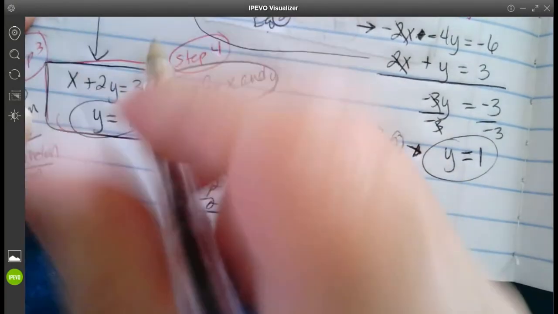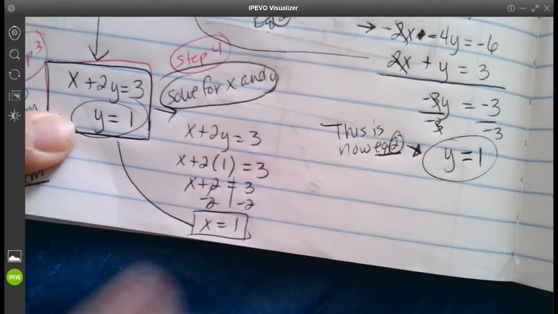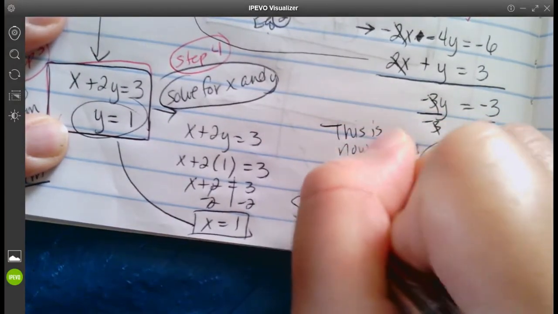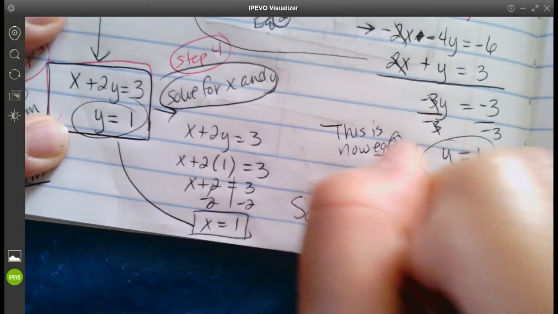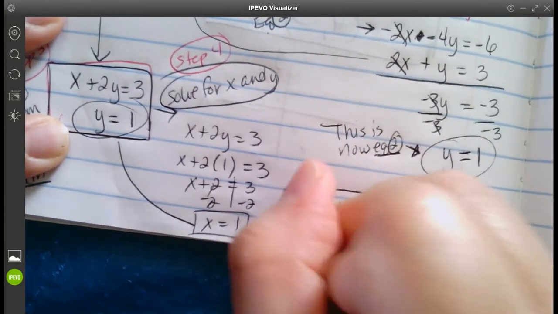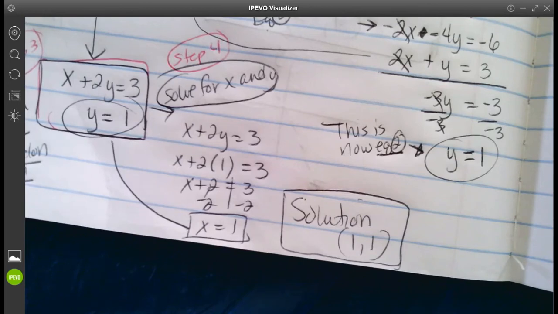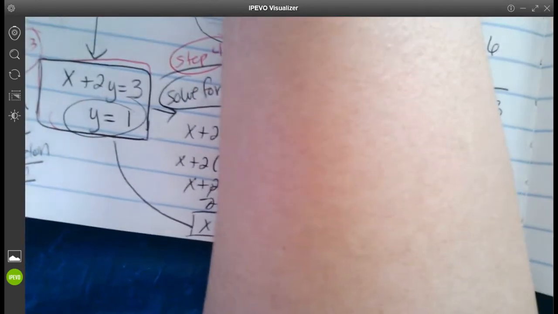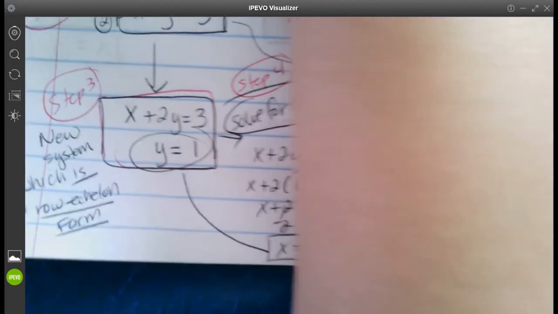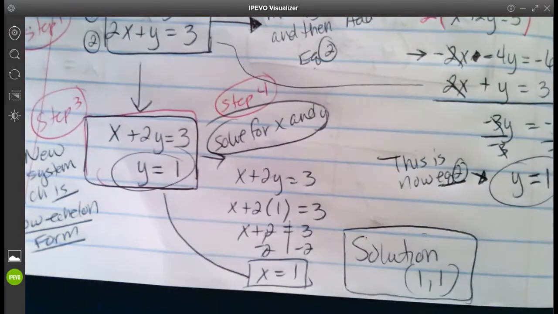So there are my two answers. The solution for this one is (1, 1). Now, I'm sure some of you are going to say, well, this is a system that we know how to solve using other methods. I could have used substitution, I could have used elimination, and for sure you could have. But I wanted to start off with something basic because once we get to the next one, you're going to see that it's not as easy as elimination or substitution.